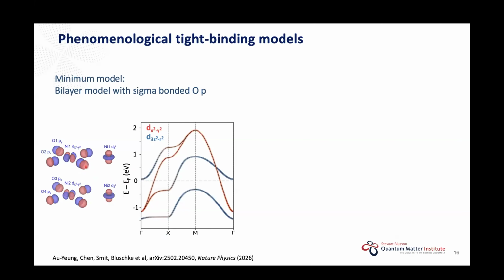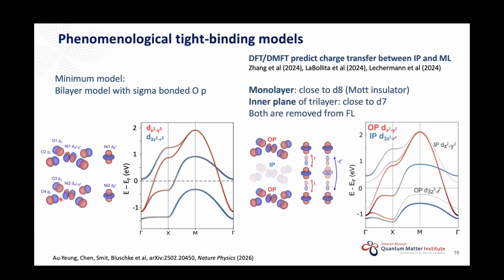The only difference is that we are adding these oxygen orbitals to reproduce the nice diagram. But in terms of 1313, it's getting more complicated because the DFT doesn't predict the band structure should be like this. But then from DMFT calculations published, we see that there is a tendency for the charge transfer between the inner plane of the trilayer to the monolayer.